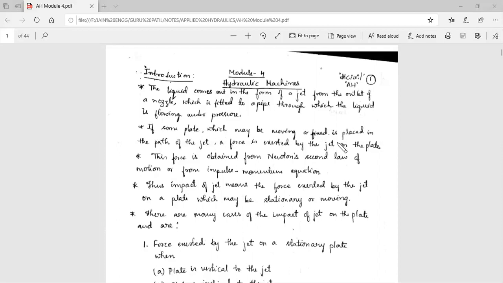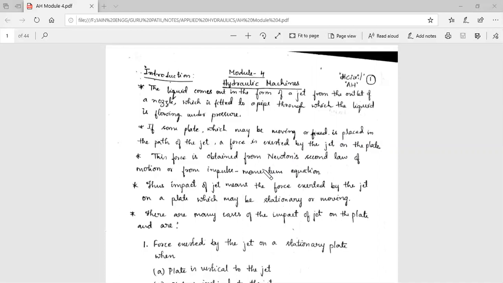So here we need to study the jet falling on a moving or a fixed plate. We need to study the force exerted by the jet on the plate, under the static condition or under the moving condition. That is what we need to study here.